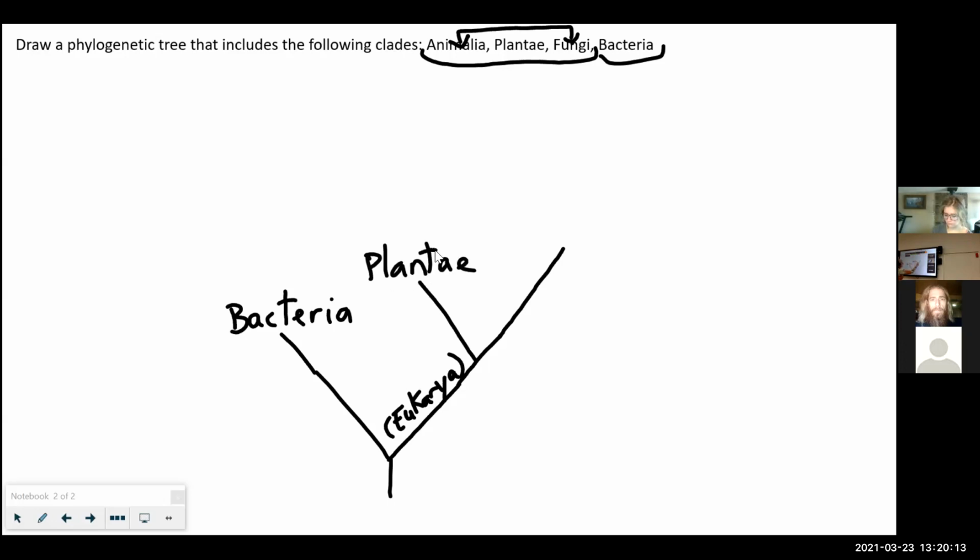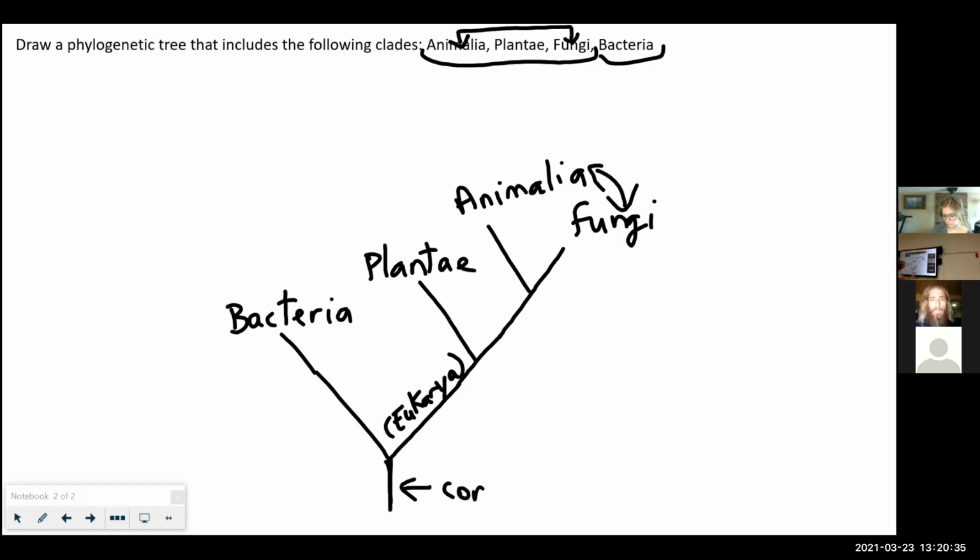And then we've got Animalia, and then we've got fungi. It really doesn't matter whether you arrange them like this, or whether you switch these two around. Remember that these points can pivot. Everything is hunky-dory because we have this common ancestor here, the common ancestor to all four of these taxa.